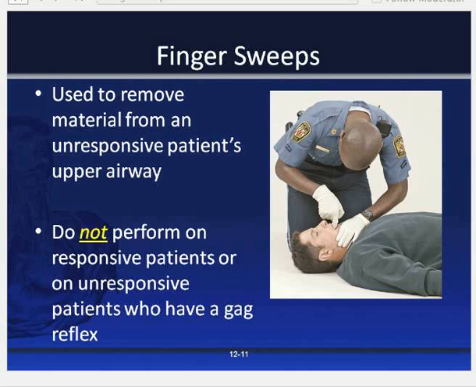Finger sweeps are used to remove material from an unresponsive patient's upper airway. If you see foreign material in the patient's mouth, you must remove it immediately. A finger sweep is not performed on responsive patients or unresponsive patients who have a gag reflex. To perform a finger sweep, if the patient is uninjured, roll her to her side. Wipe out liquids from the airway using your index and middle finger covered with a cloth, and remove solid objects using your gloved index finger positioned like a hook. Use your little finger when performing a finger sweep on an infant or child.